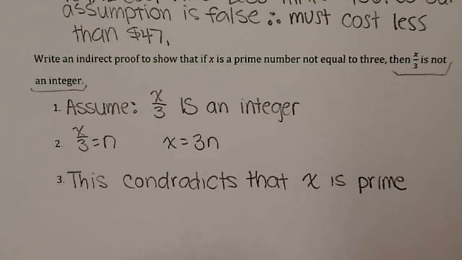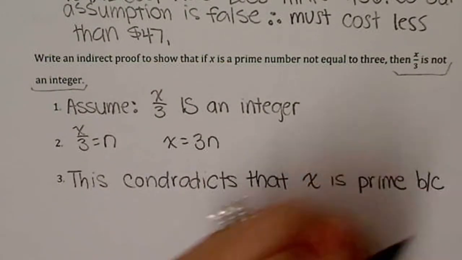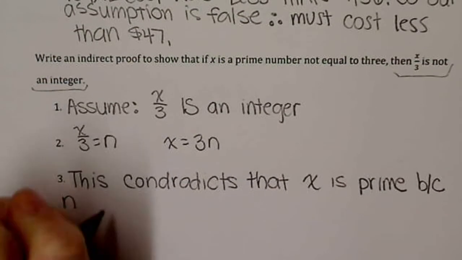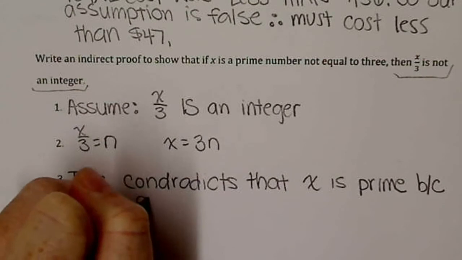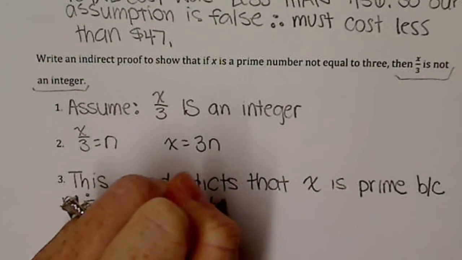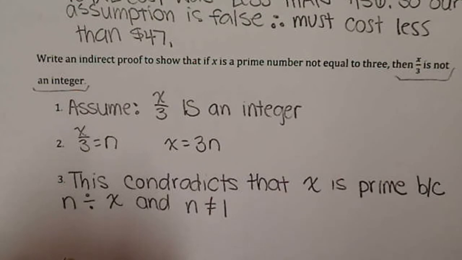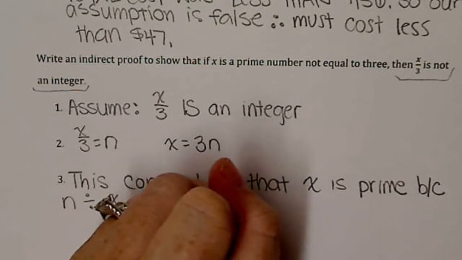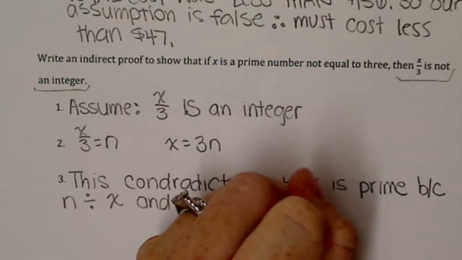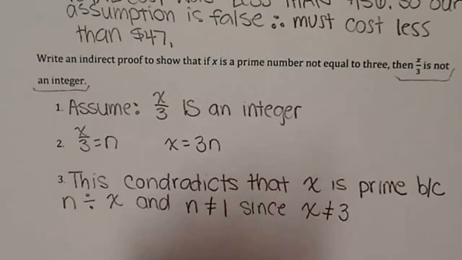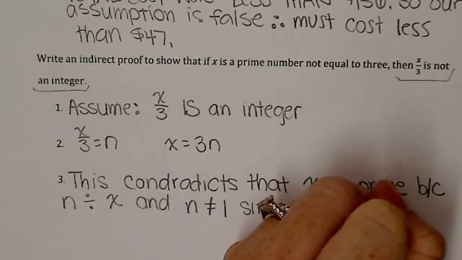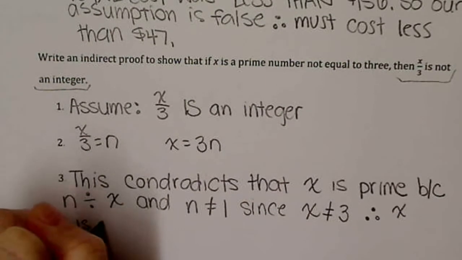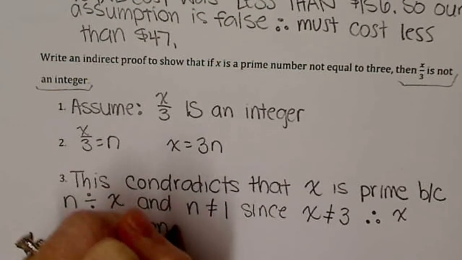Be sure to state why. It contradicts it because n, our number, is divisible by x, and our number cannot equal 1, because 1 is not a prime number, since x cannot equal 3. Because of that, or therefore, x over 3 is not an integer, which is what we wanted to prove.